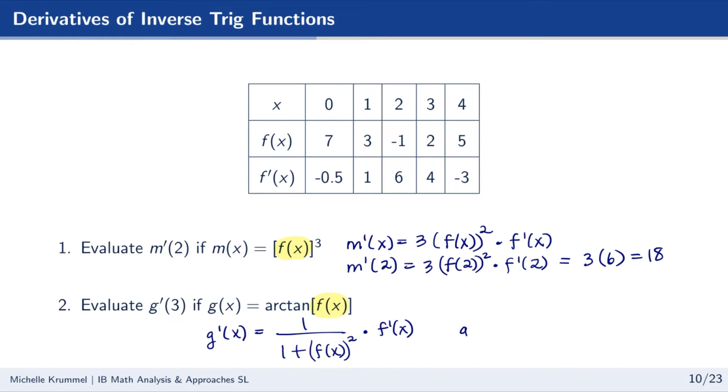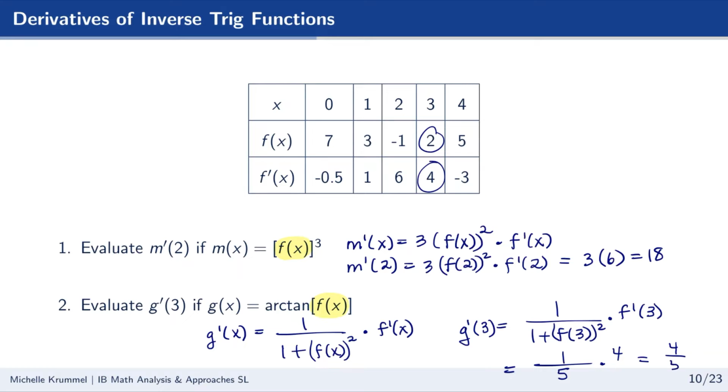So g prime of 3 would be 1 over 1 plus f of 3 squared times f prime of 3. And let's read those values from the table. So 1 over 1 plus. F of 3 is 2, and we need to square that to get 4. 1 over 1 plus 4, so 1/5 times f prime of 3 is 4. 1/5 times 4 is 4/5.